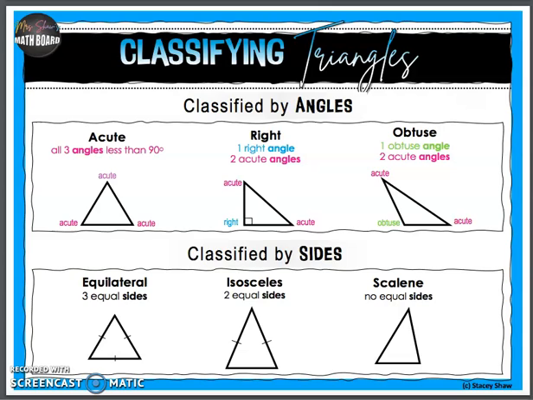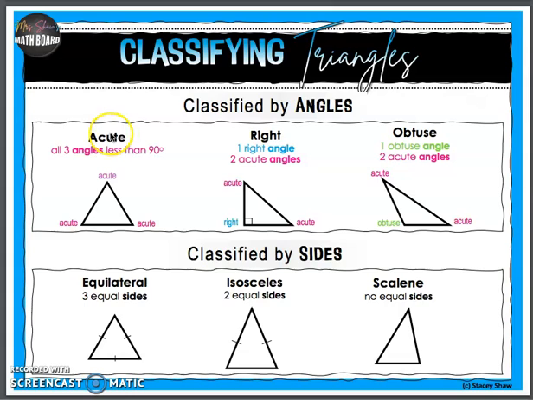So there's two ways that we can classify triangles. That's by their angles and by their sides. First we're going to look at the angles. In all three triangles that we have here, all three have at least two acute angles. So this one has two acute angles, two acute angles, two acute angles. How we're classifying the triangles is by that third angle.